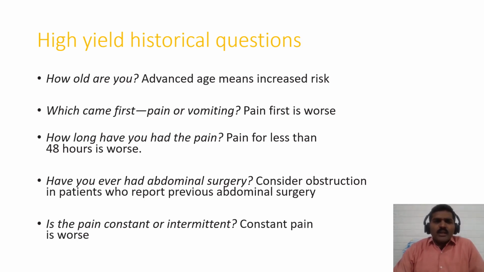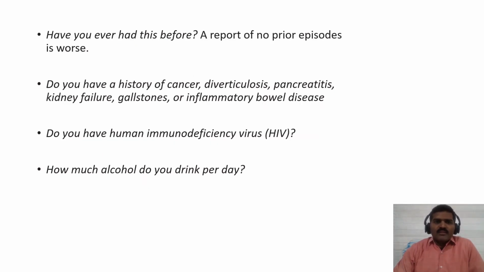Do you have a history of cancer, diverticulosis, pancreatitis, kidney failure, gallstones, and inflammatory bowel disease? Do you have HIV infection? How much alcohol do you drink per day? The patient may not be able to answer these questions directly. Ask them specifically about any previous medical records. Review all the previous medical records carefully to find out whether the patient had any similar episodes in the past.